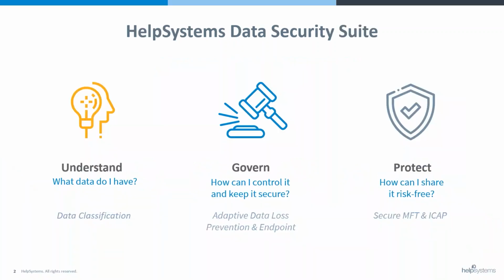The HelpSystems Data Security Suite allows organizations to communicate and collaborate securely, safe in the knowledge that none of their sensitive data is being inappropriately shared with people either inside or outside of the organization. At a high level, the Data Security Suite allows organizations to understand what their sensitive data is and where it lives within their network, govern how that data is shared to ensure that it's only being shared with the correct people, both inside and outside of the organization, and protect that data to ensure that when it is being shared appropriately, it's also being shared securely.